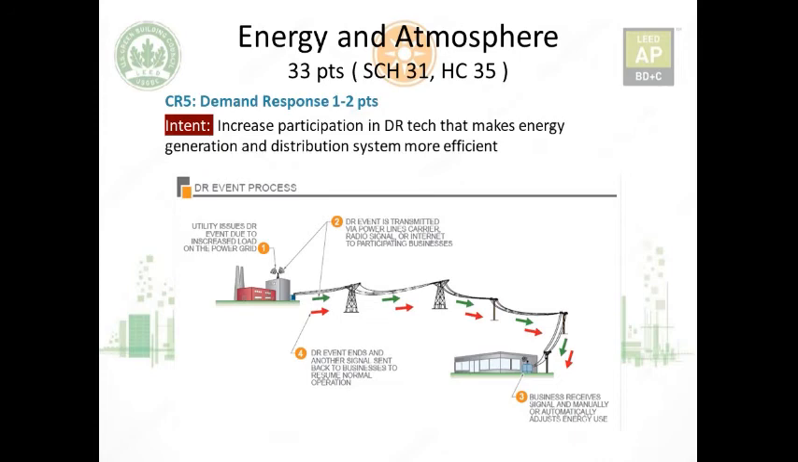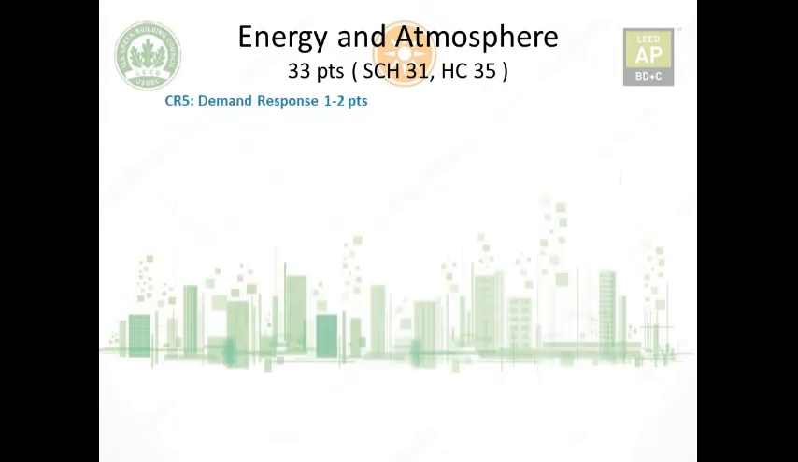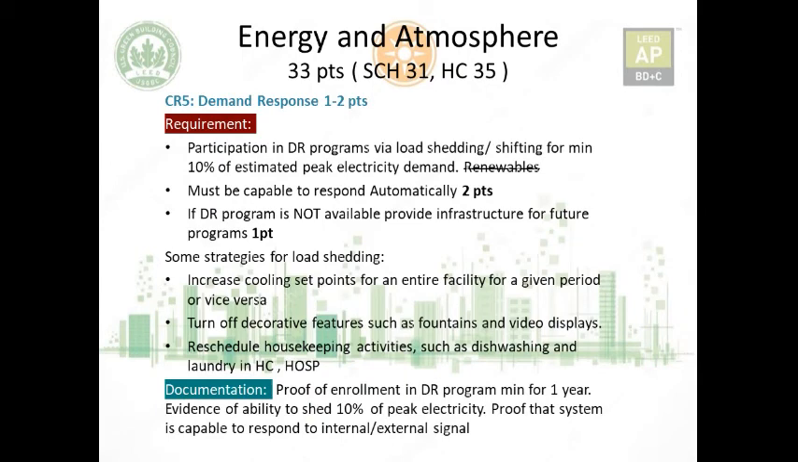Now let's see the requirements. The projects must be participating in the demand response programs, and in case there is a DR event generated by the utility provider, the project must be able to shed or shift minimum 10% of estimated peak electricity demand, and renewables do not count here. And all this process of shifting and shedding should be done automatically in order to gain 2 points. There is a possibility of manual, but not for this credit. For this credit, it should be automatic shifting.